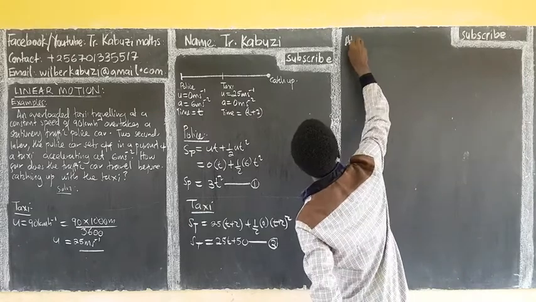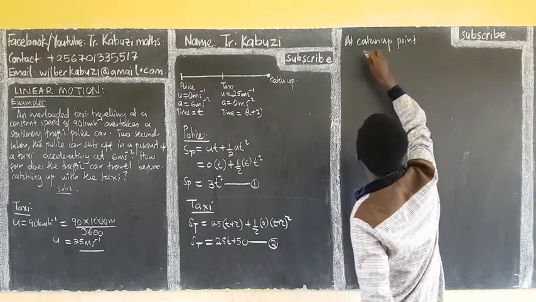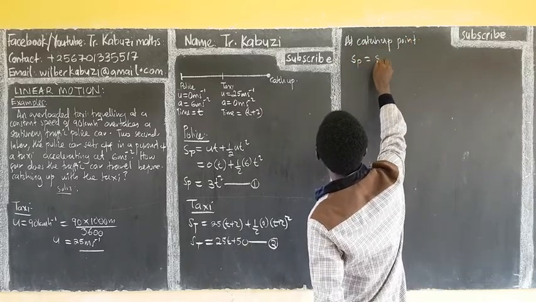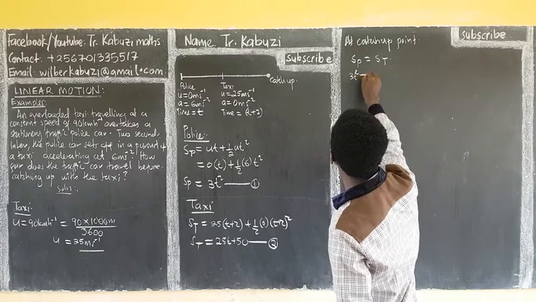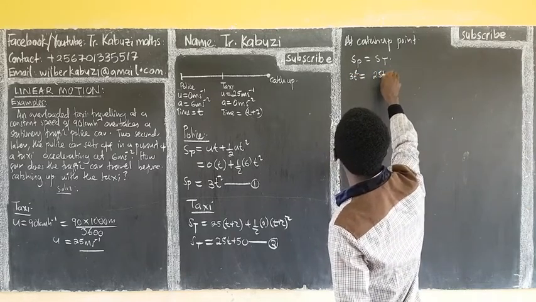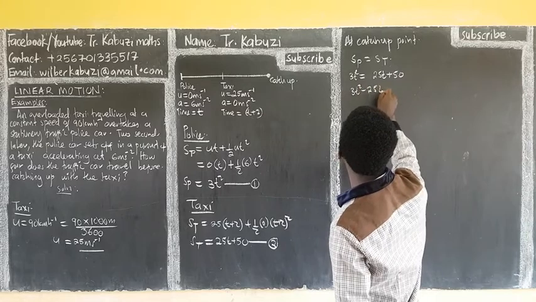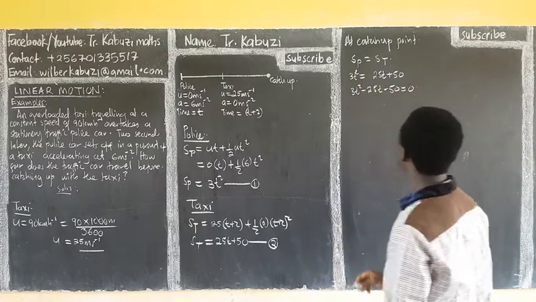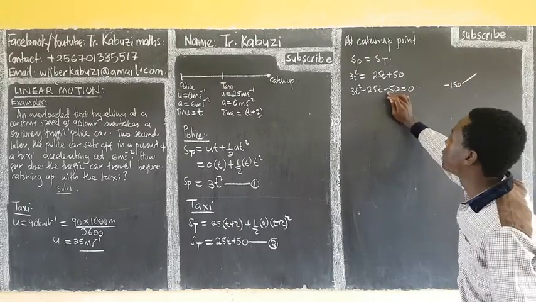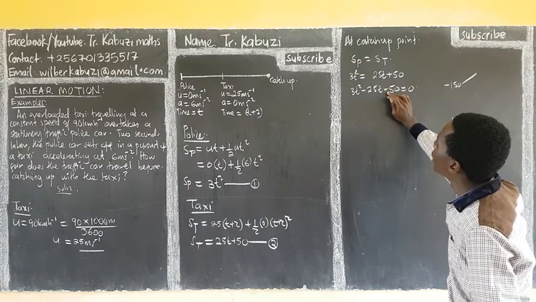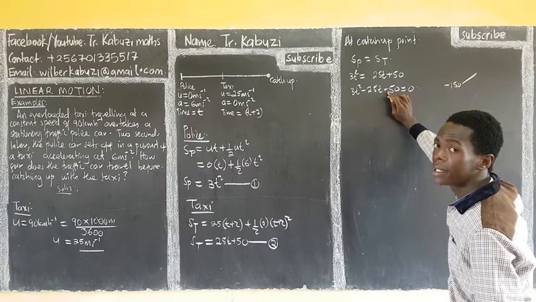So what do you note? At the catch-up point, you notice that the displacement of the police car will be equal to the displacement of the taxi. So here we have 3t squared equaling 25t plus 50. Take the other side, so we have 3t squared minus 25t minus 50 equaling 0. So that our product is negative 150. You see, it's negative. Negative means they have different signs. If it's positive, then it will be the same signs.